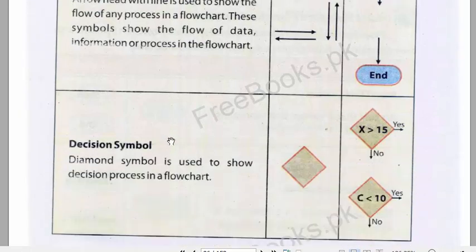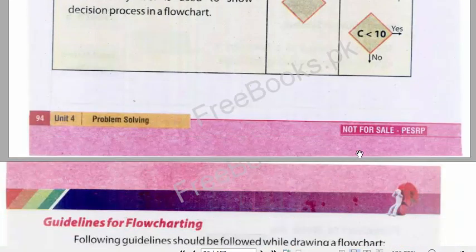Next is the decision symbol. It is a diamond shape. The diamond symbol is used to show a decision process in a flowchart. You can see how it is used.